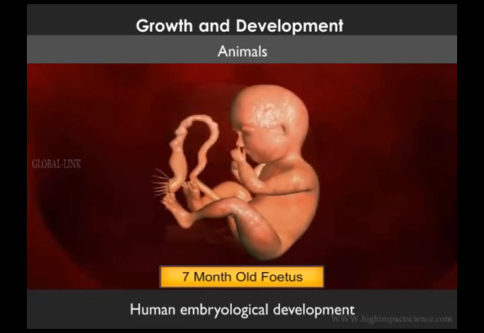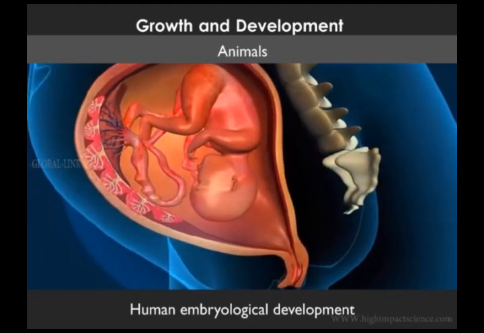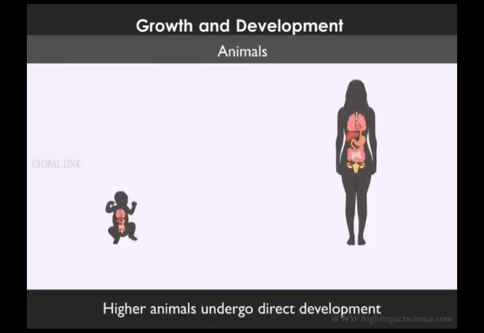Another 4 months and the fetus is rapidly gaining weight and its bones get stronger. By the beginning of the 9th month, the fetus is fully developed and assumes the position it will take during delivery. At birth, the fetus has all the organs that an adult has, and so humans and other higher animals undergo direct development, unlike amphibians and arthropods.